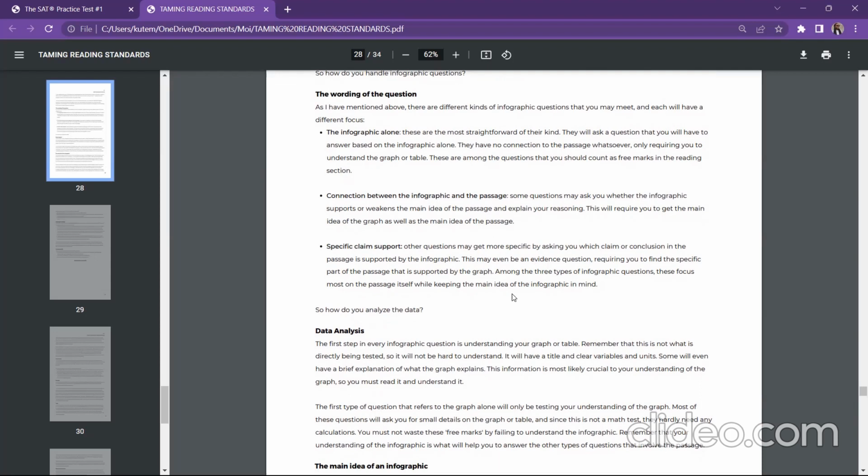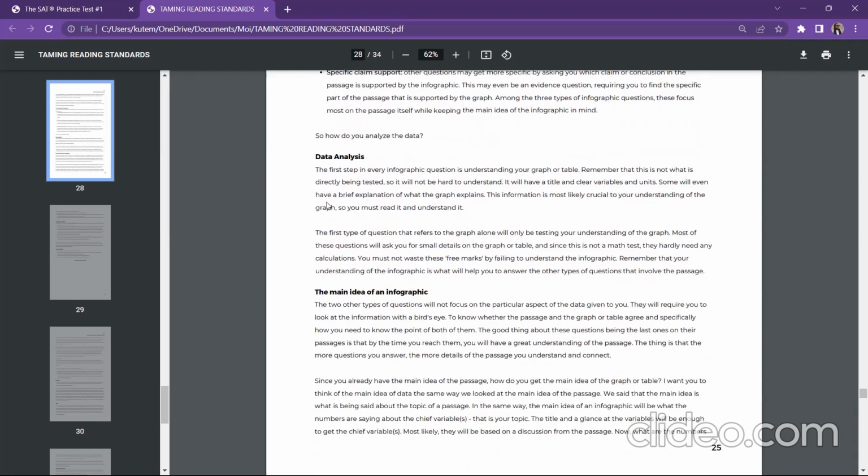But like I said, it depends on how the question is worded. And you won't have to figure this out. It's not going to be rocket science or anything. They're going to tell you what to focus on. But this is just to help you to see that all the questions are not the same. Some of them will require you to look more at the passage. Others will require you to look more at the graph.